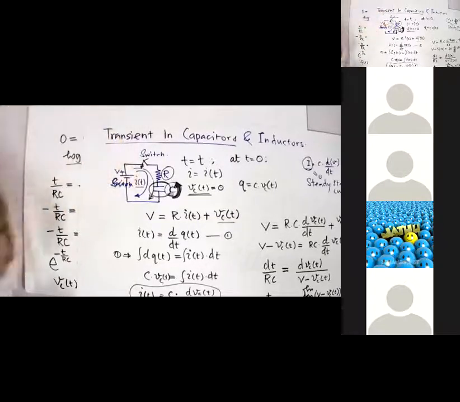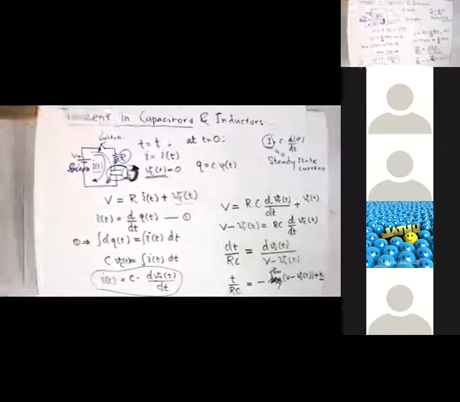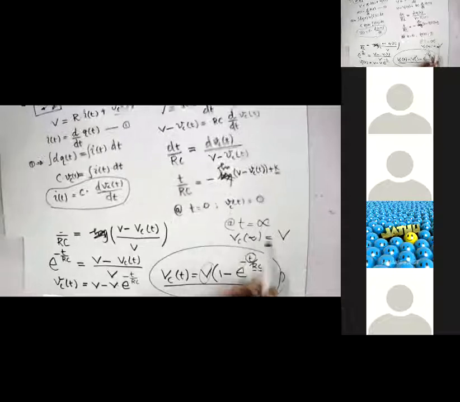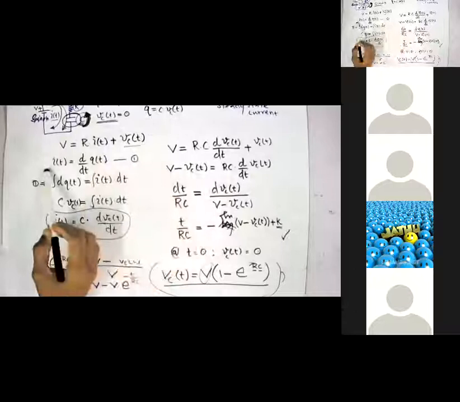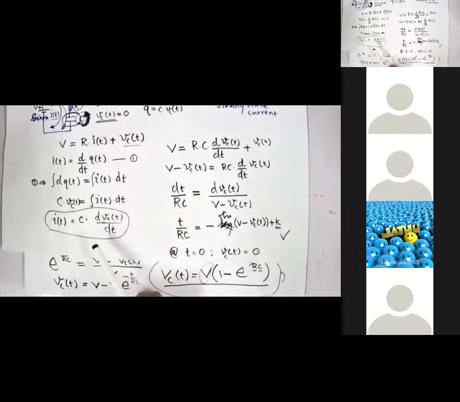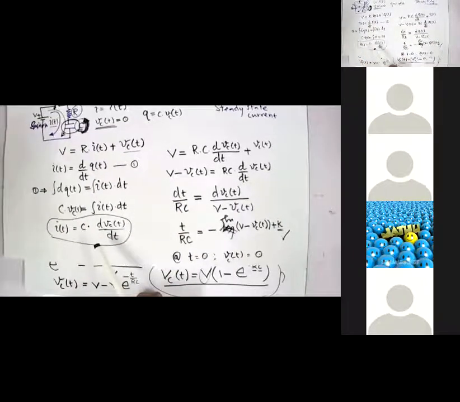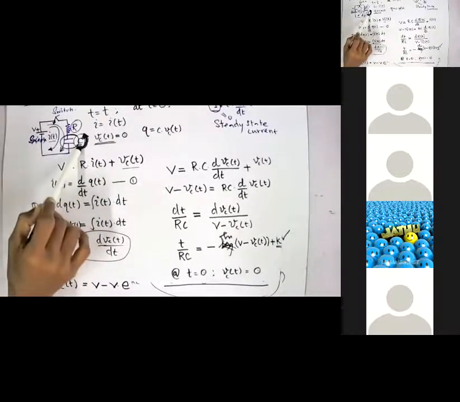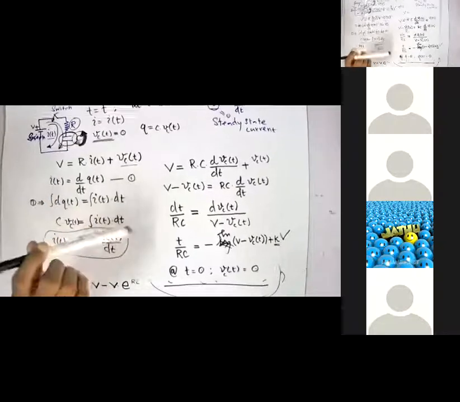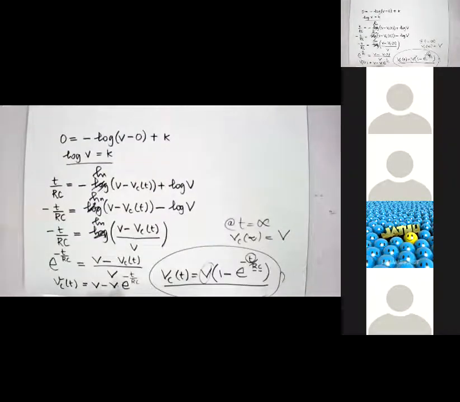What will be I of infinity? Of course, you have calculated Vc of infinity equals V. Then what will be your I of infinity? I of infinity will be 0, right? So V minus V. So these two will be equal and opposite. So there will be no current, right? At steady state, through a capacitor, no DC current will flow.